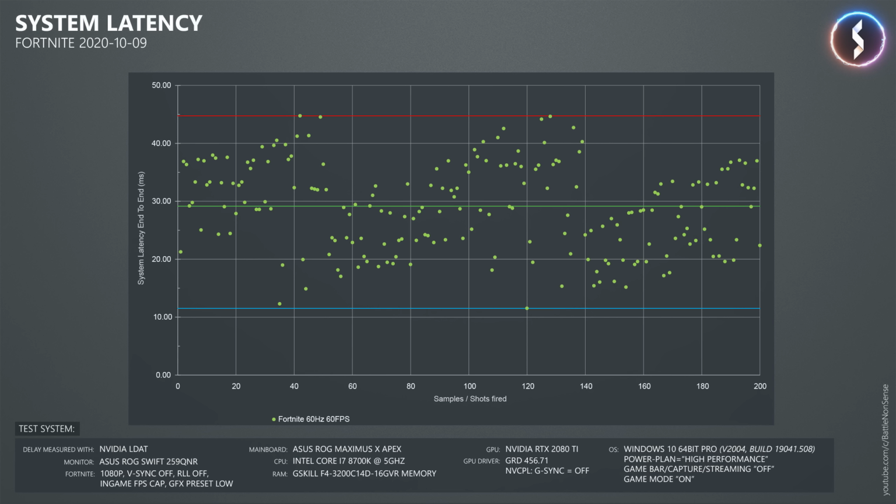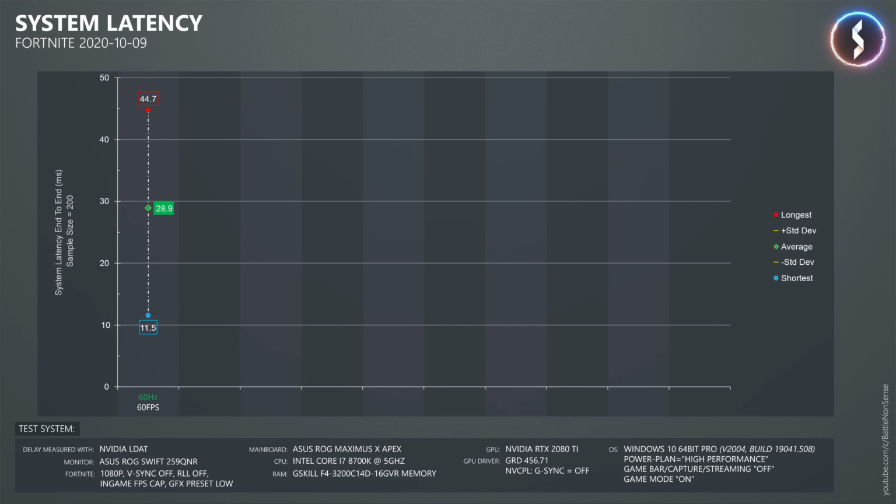The standard deviation helps us to quantify how stable or consistent the end-to-end latency of a system is, as it gives us a range around the average value inside which 68% of the measured latency values fall. So when we add that info here, then at 60 Hz and 60 FPS, 68% of all measured values fall between 36.4 and 21.5 milliseconds. This then helps us to understand how stable or predictable the system latency is.